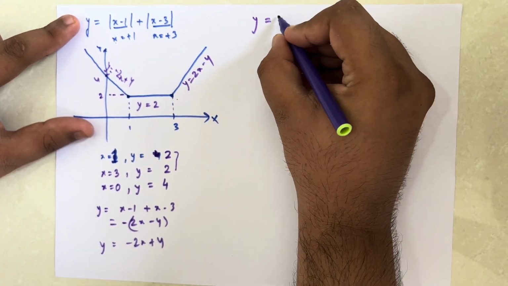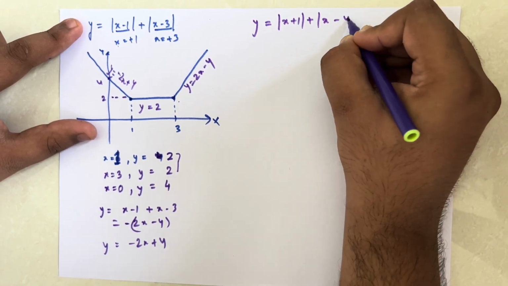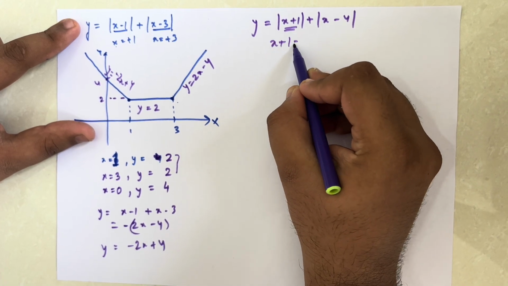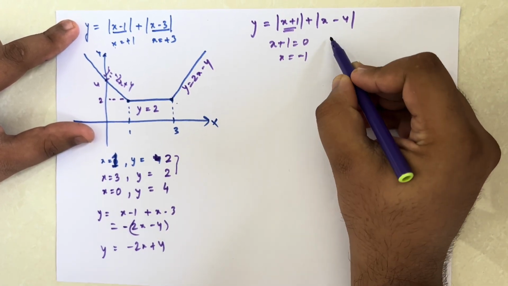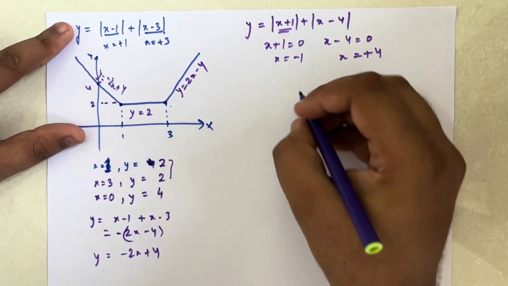Say somebody is asking you y is equal to mod x plus 1 plus mod x minus 4. How will you do it? Critical points. What are the critical points? x plus 1 equals 0, so x is equal to minus 1. x minus 4 equals 0, so x is equal to plus 4. These are the two critical points.